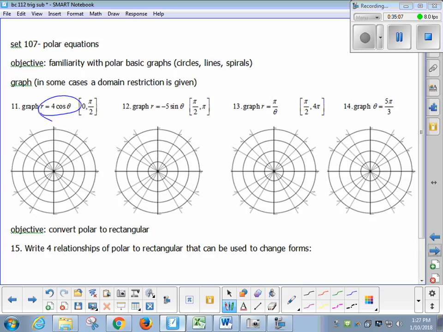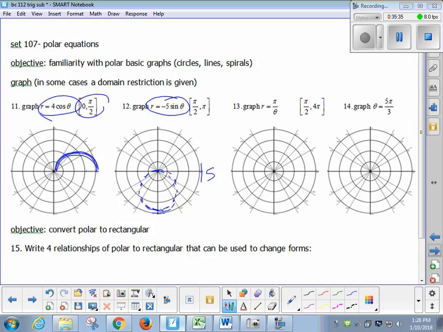This 4 cosine theta is normally a whole circle, but because of the restriction, you only get a half circle, like that. Symmetric at the x-axis, diameter 4, not radius 4. Same deal here. This is a circle symmetric at the negative y-axis, depending on how you did it. It would normally want to be this circle down here, but the domain restriction makes it only part.